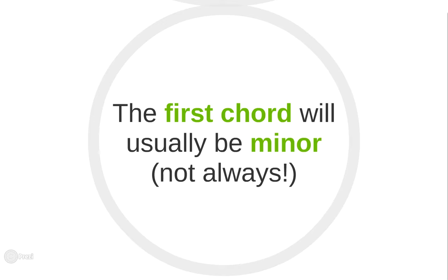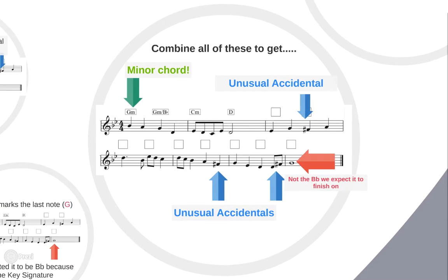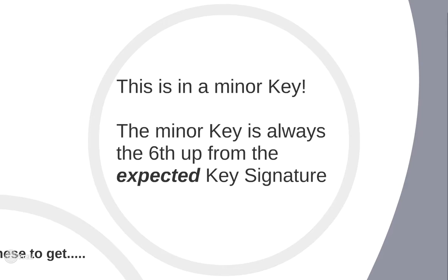Finally, because we're doing a backing chord question, the first couple of chords are usually given. And in the case of a minor key, the first chord will usually be minor. Now this is not always true, but it is often true. So if we look at our music here, we were given the first couple of chords, and the first chord is G minor, so not the B flat that we would expect it to be. So if we combine all of those, we have our minor chord, an unusual accidental in 3 of them actually, and that final note not being the B flat that we expected, that gives us a minor key.